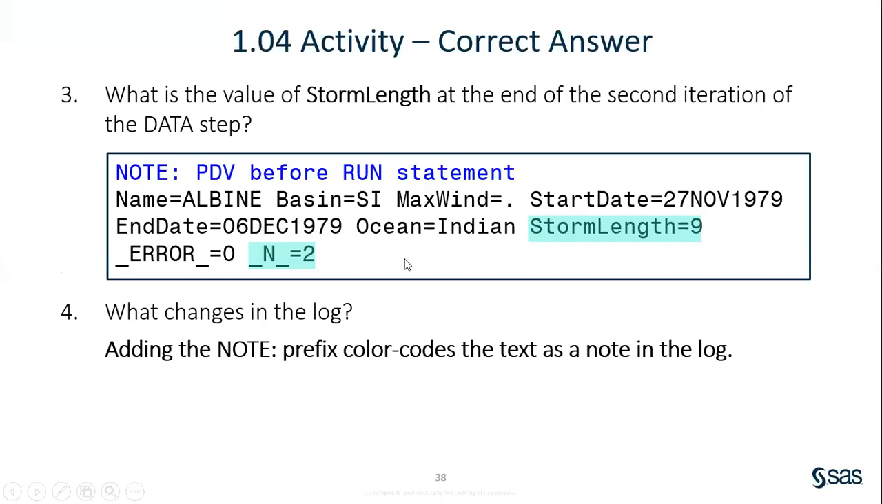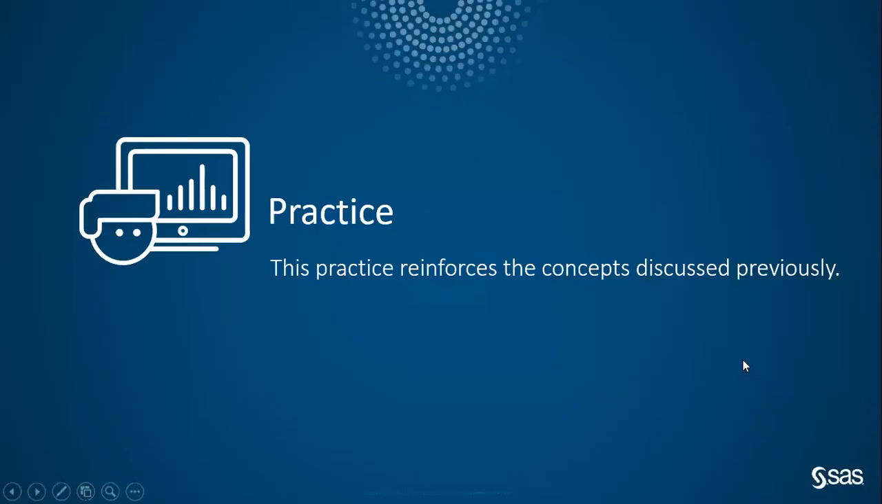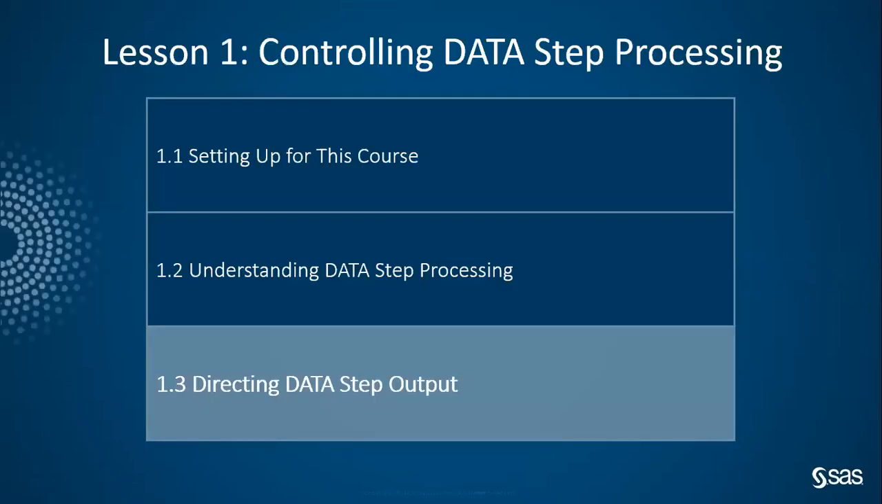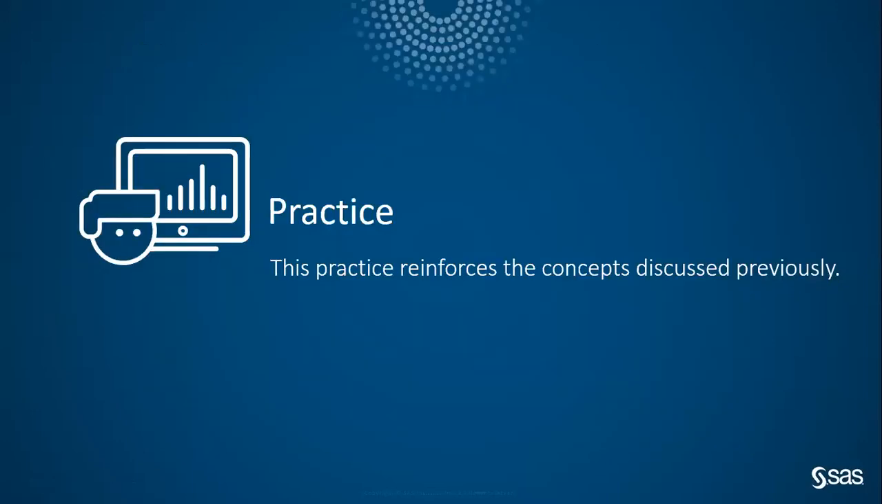So what is the value of storm length? You could say it is 9. So adding the note, fix color codes that text as the note in the log. That's it, and an exercise. So directing your data step.